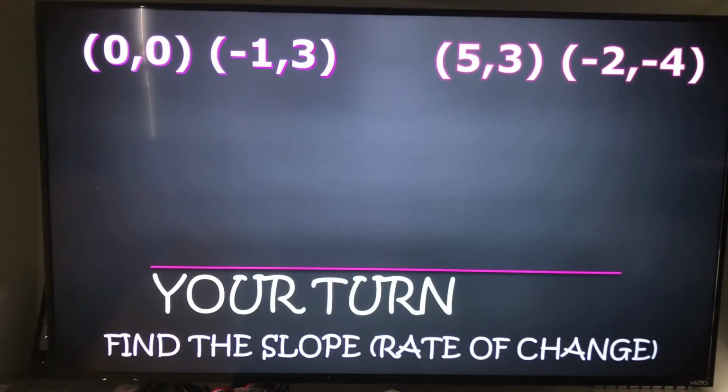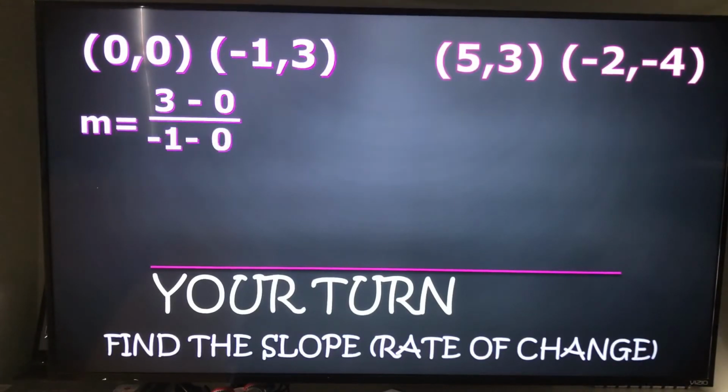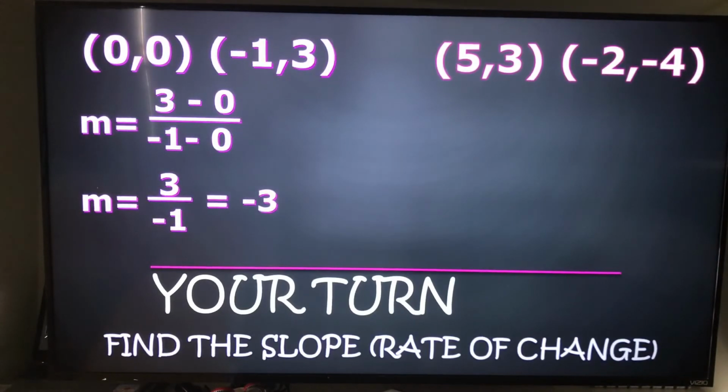Okay, let's see how you did. So we're going to start 3 minus 0. That's kind of easy. Over negative 1 minus 0. You kind of got away with an easy one here. That's going to leave you with 3 over negative 1. You can write that as negative 3. Okay? Let's go look at our next one.